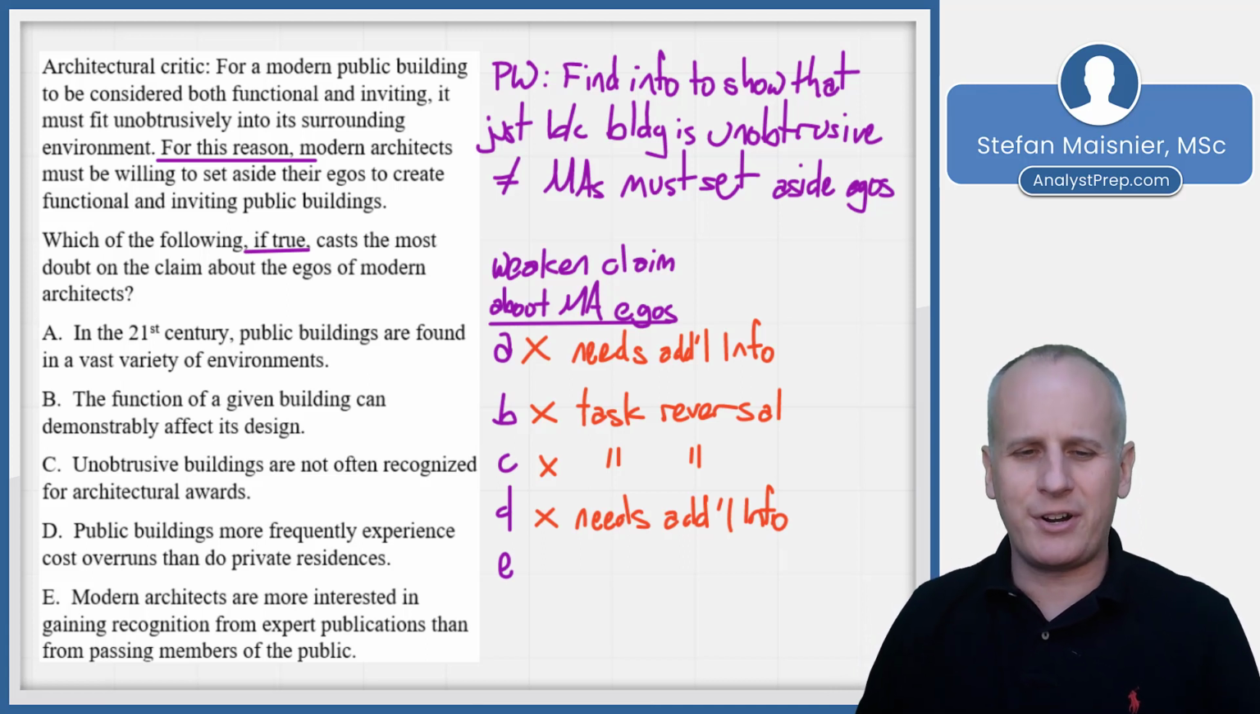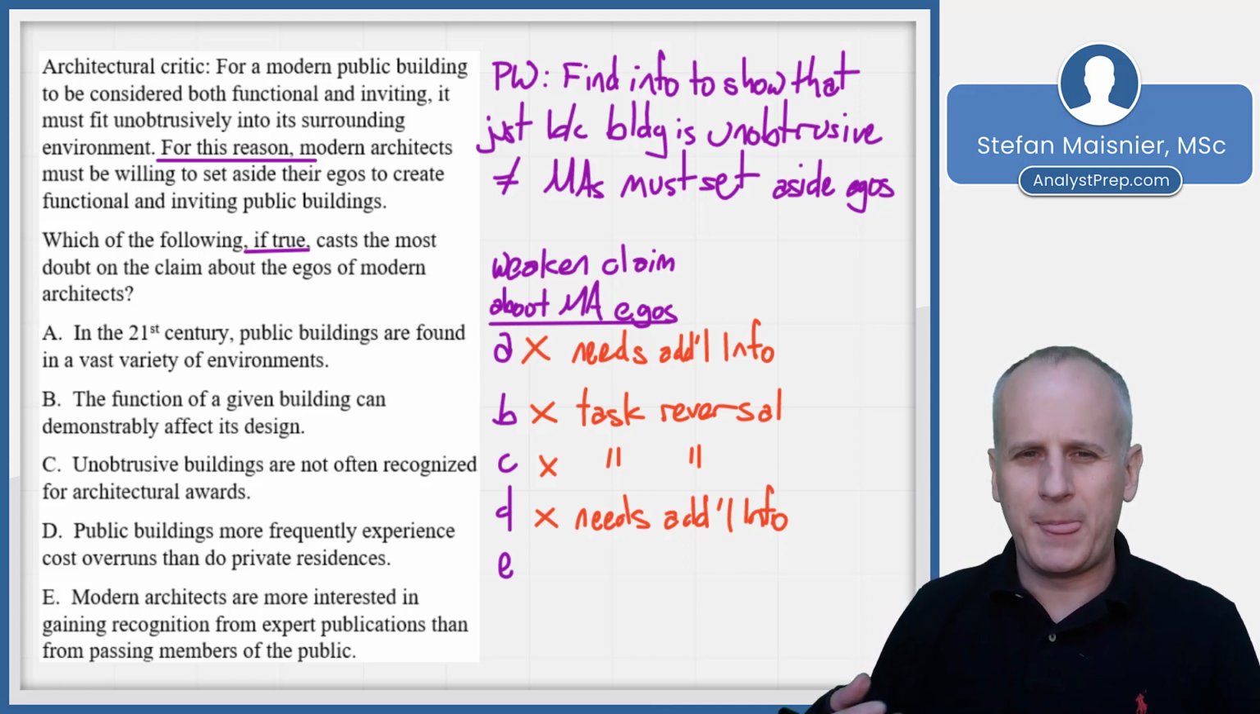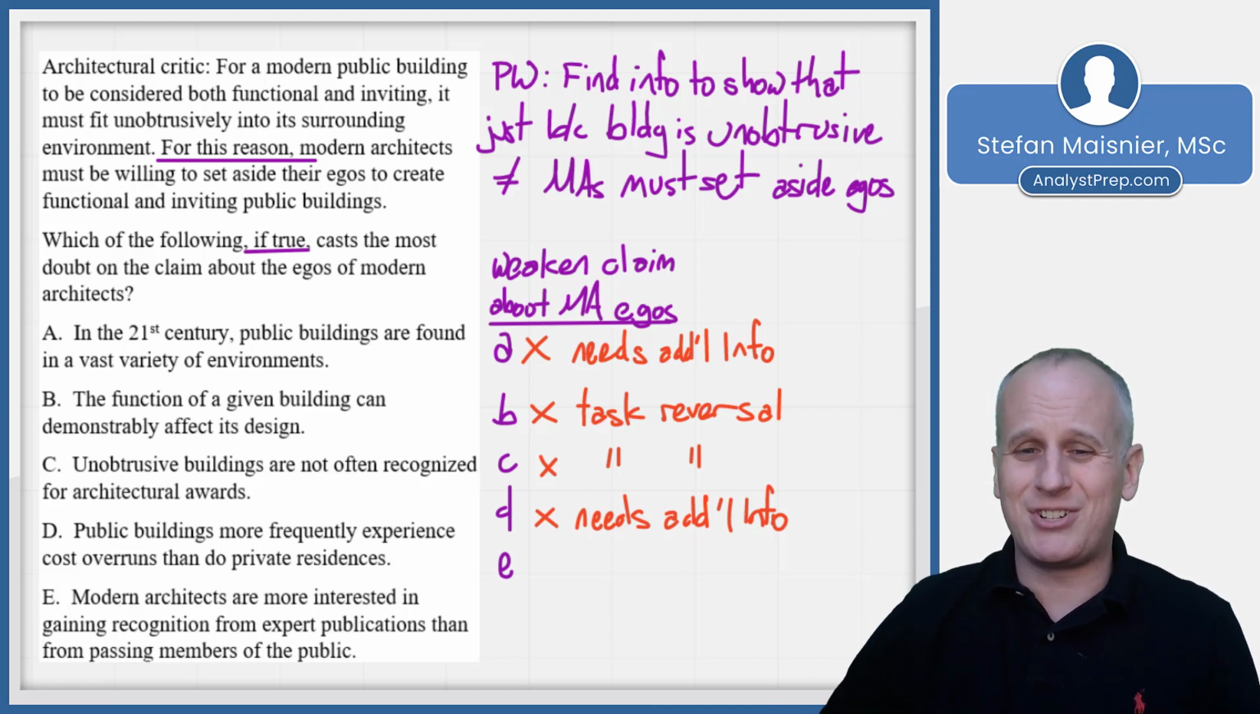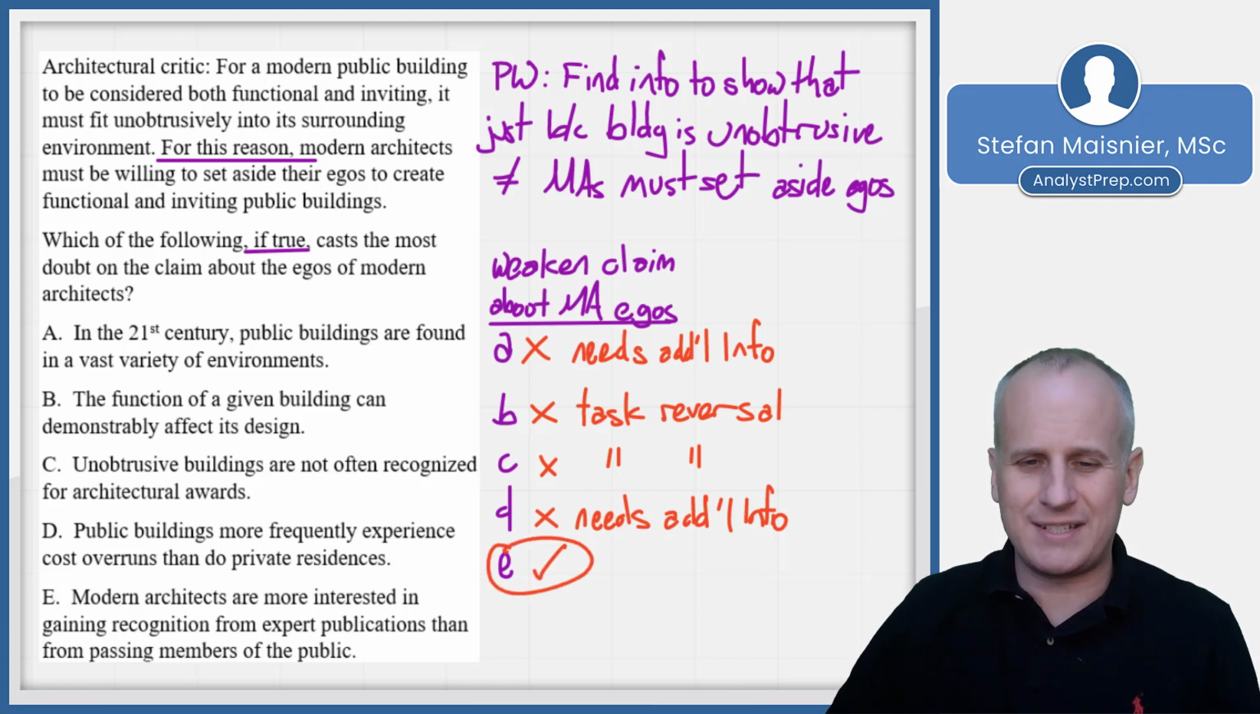But choice E, modern architects are more interested in gaining recognition from expert publications than from passing members of the public. Well, the building being unobtrusive and fitting into the surrounding environment means that the public may not notice it, but the expert publications still might, and that could satisfy the modern architect's ego. So choice E addresses this pretty nicely.